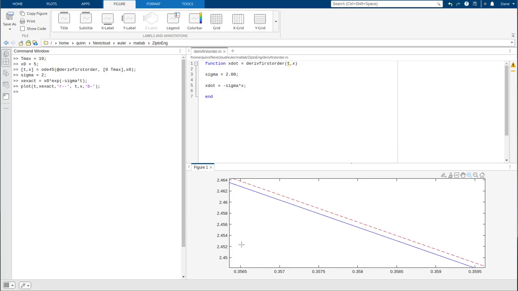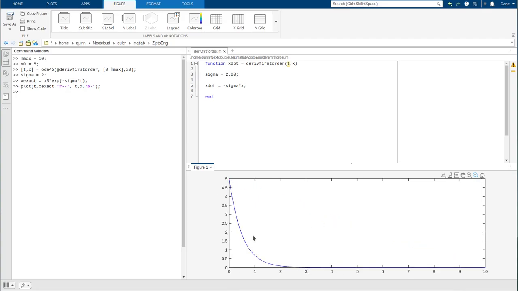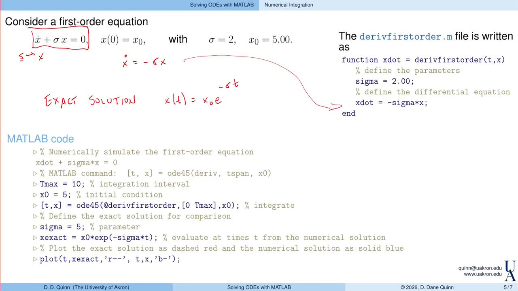Using those optional integration variables that are passed into ODE 4.5 from the options structure, we can actually control how much error exists in our solution. But in this case, it's really very accurate. So we see that, as expected, our numerical solution just decays exponentially in time. It ends up getting really small by 10 time units. Okay, let's do a more complicated example.